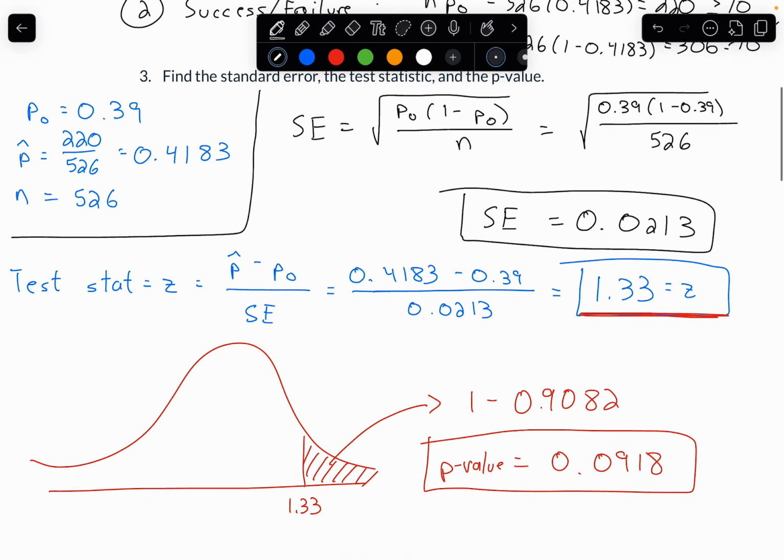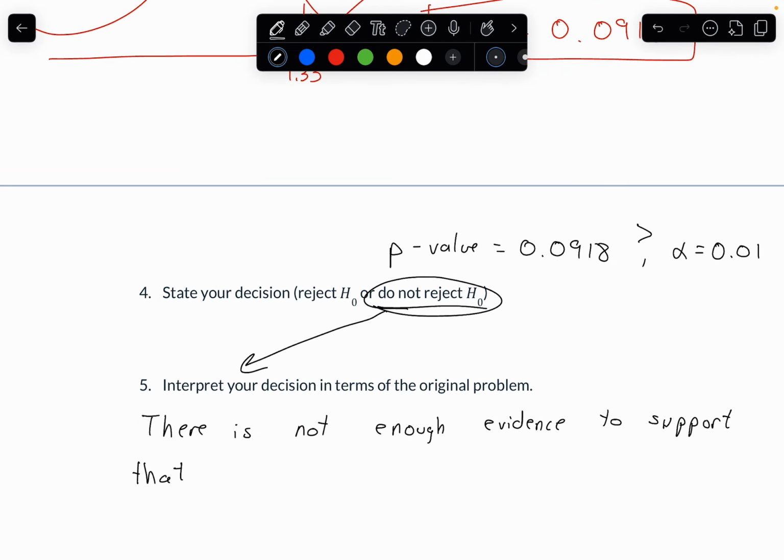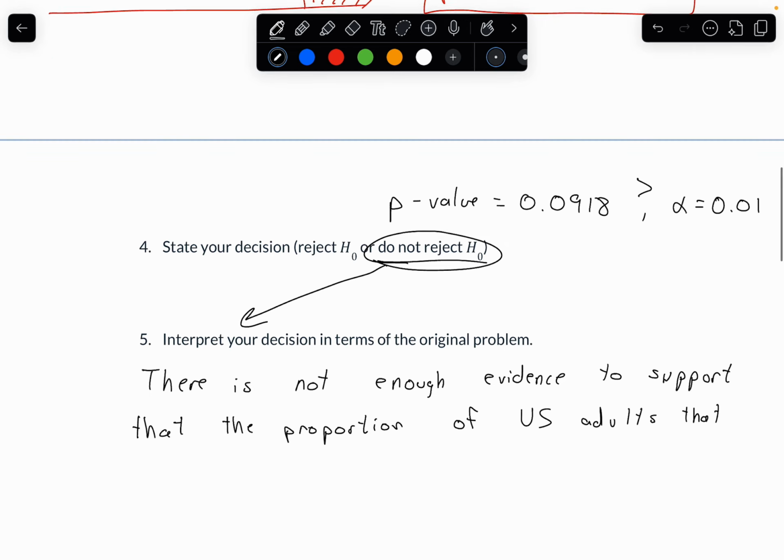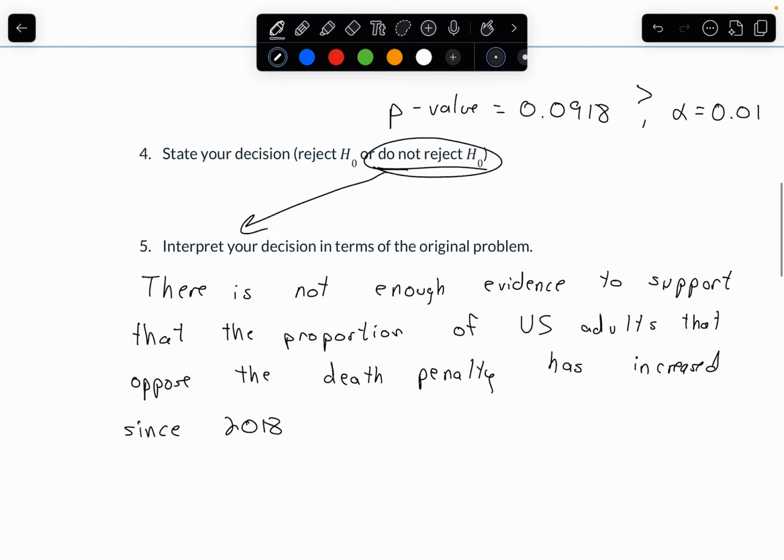So I'm going to say in this interpretation that there's not enough evidence to support that the proportion of U.S. adults that oppose the death penalty has increased since 2018. And there's a lot of different ways you could write this last sentence. So I said has increased since 2018.